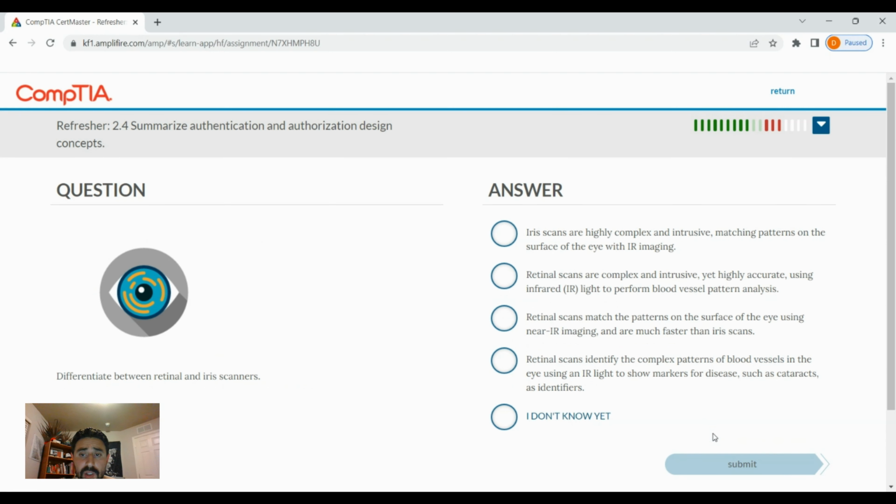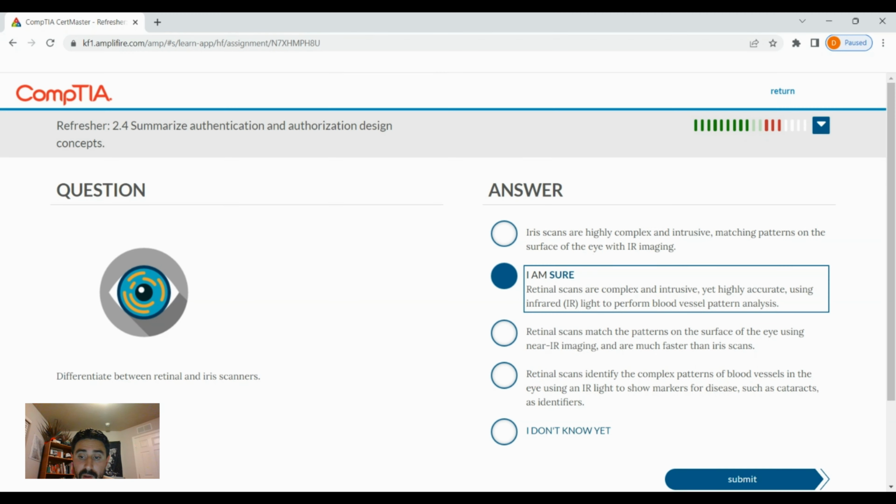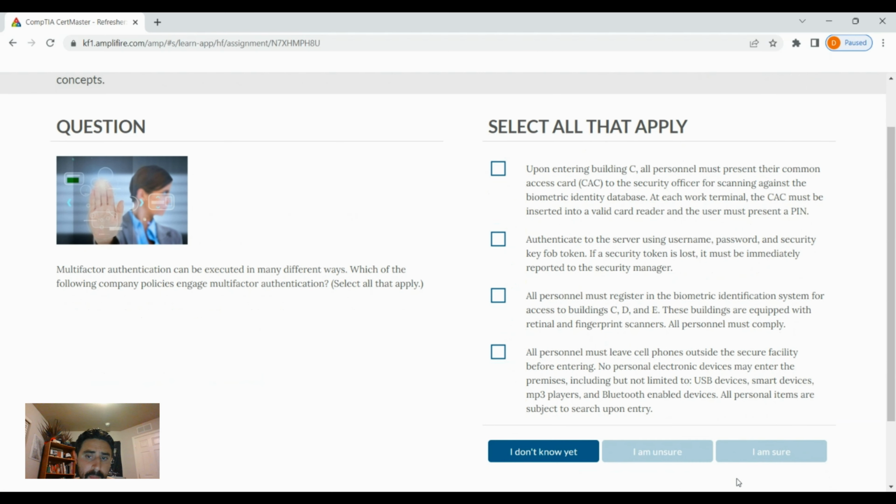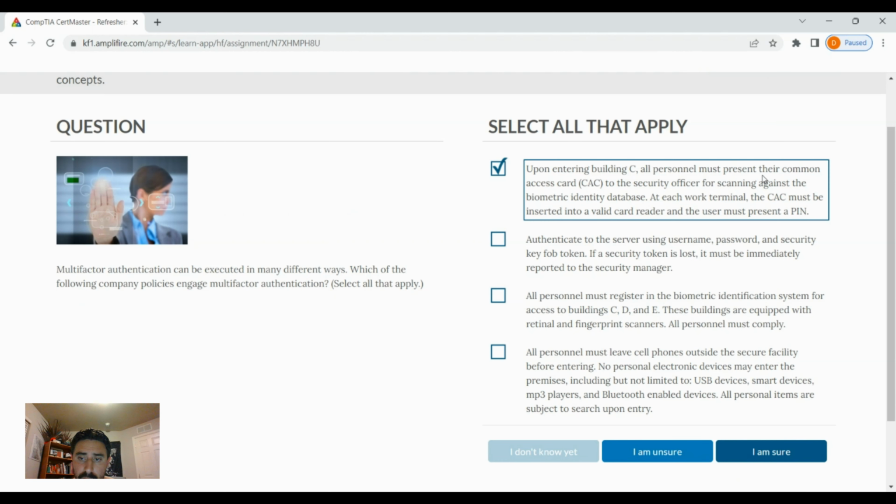It's quick, efficient, and it's not super intrusive. While the retinal scans are complex and intrusive, yet highly accurate, using infrared light to perform blood vessel pattern analysis. Let's go. Alrighty, must enter a PIN.